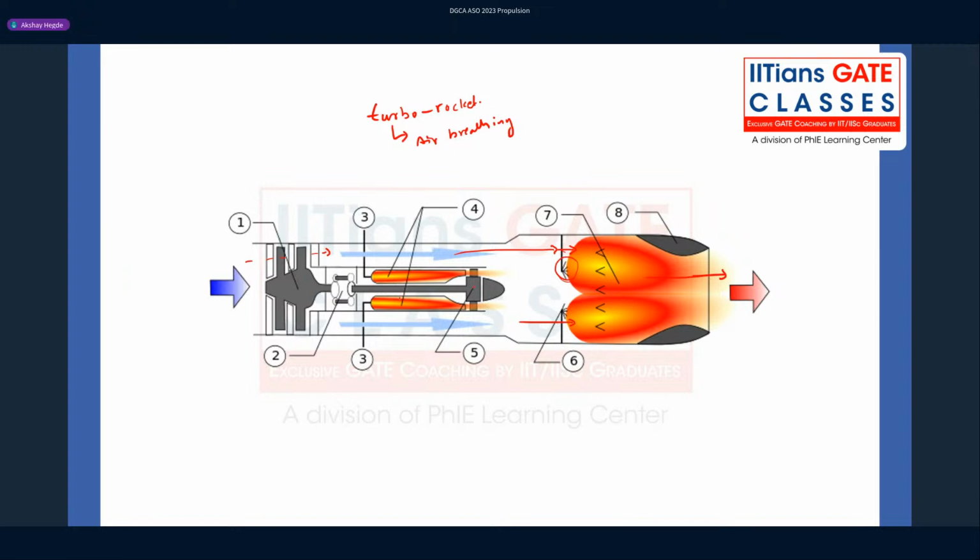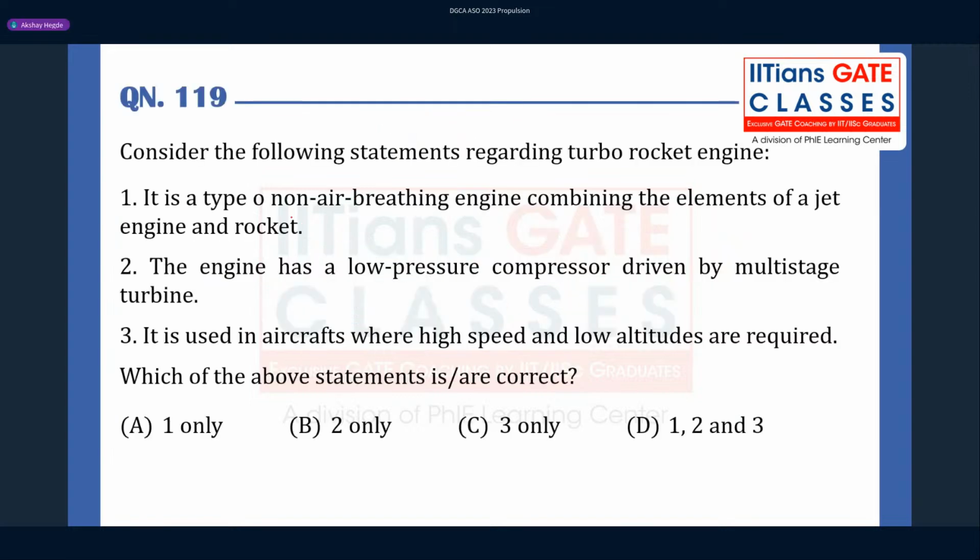So by the schematic itself you can see that it is an air breathing engine. It is not a non-air breathing engine, because we are operating with compressors and other things where the air is being compressed. So the first statement now is not correct because they are saying it is a type of non-air breathing engine. It's a type of air breathing engine. And combining elements of jet engine and rocket, that is true, but non-air breathing engine is not true. So this statement is not true.